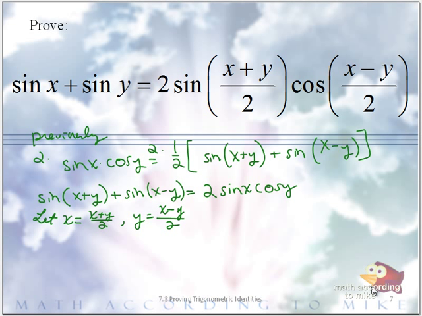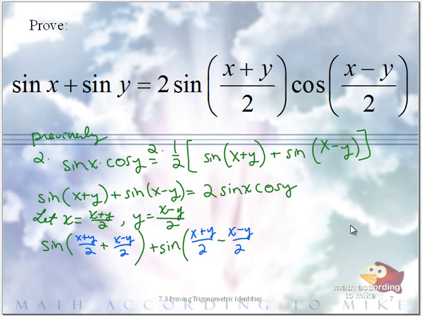Fill it in. So we're going to have the sine of our new x, x plus y over 2, plus our new y, x minus y over 2, and now do it again, plus the sine of, but now it's x minus y, so x plus y over 2 minus x minus y over 2, equals 2 times the sine of our x, cosine of y.